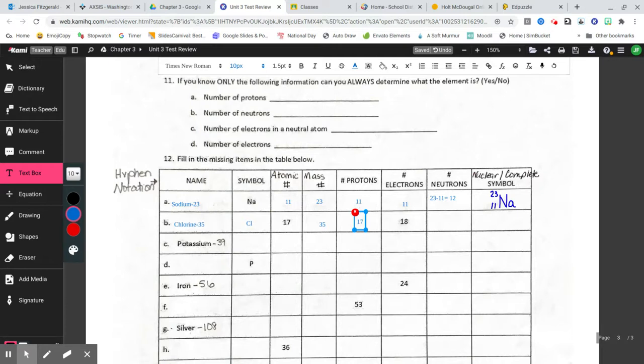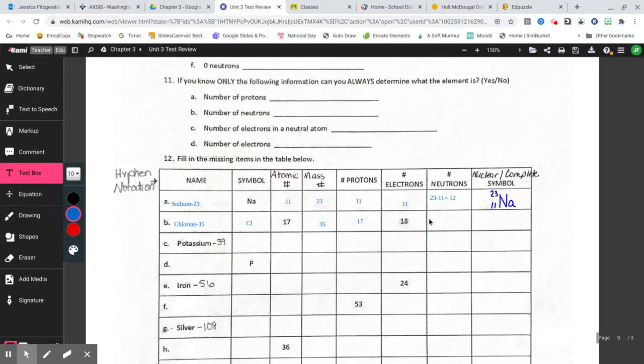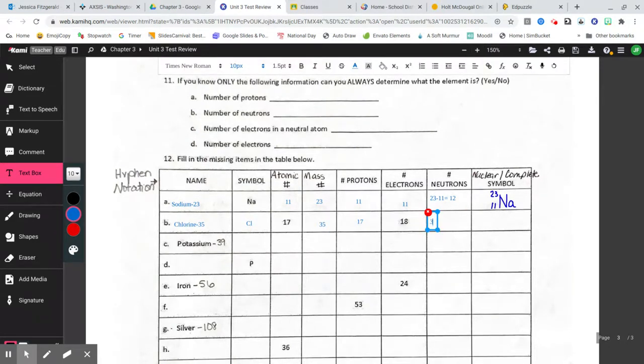Remember, an ion is where your number of protons and electrons are not equal. So your atom has a charge, either a positive or a negative charge. So that's going to be reflected in your chemical symbol over here. So to find your number of neutrons, we're going to take your mass number, which is 35, minus your atomic number, which is 17. And that's going to give you your number of neutrons, which is 18.